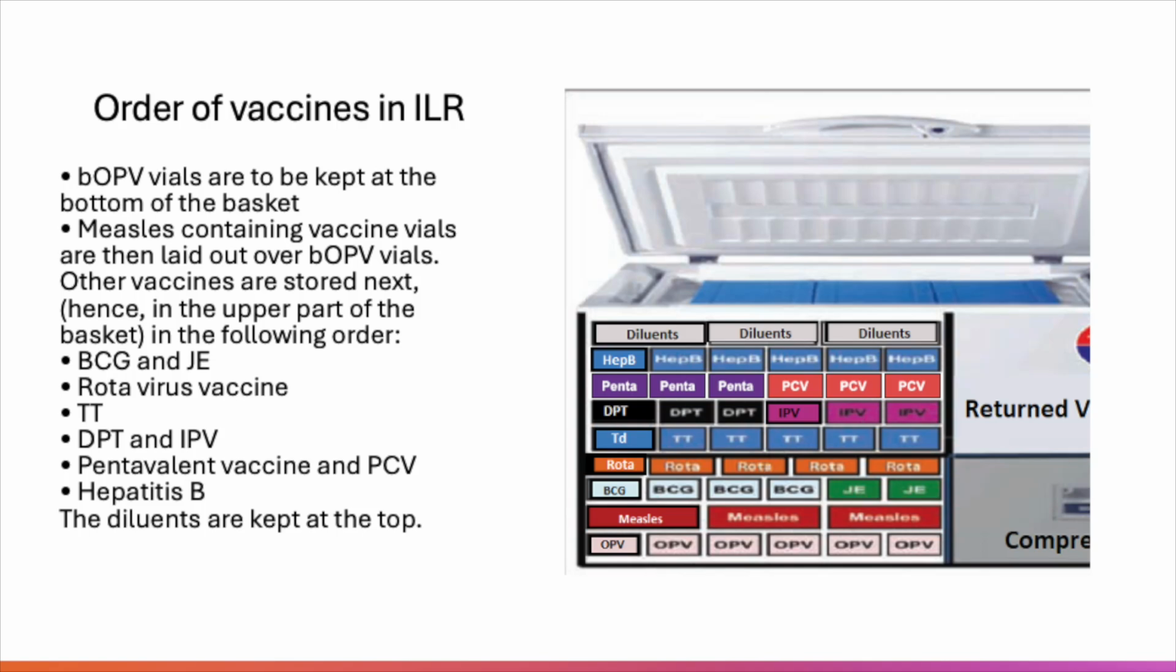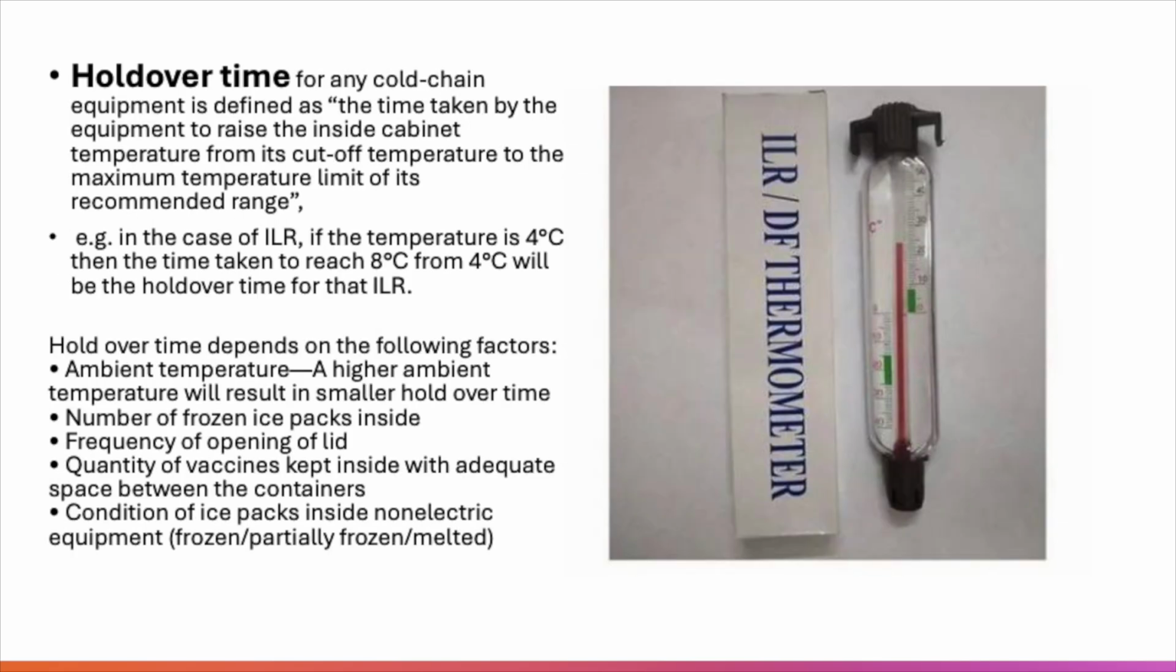Bivalent OPV vials are kept at the bottom of the basket. Measles containing vaccine vials are then laid out over the BOPV vials. The remaining vaccines are stored next in the upper part of the basket in the following order. First, BCG and JE, then Rotavirus Vaccine, then TT, then DPT and IPV, then Pentavalent Vaccine and PCV, and then Hepatitis B. Finally, the diluents are kept right at the top since they do not require the coldest zone and need to be easily accessible.